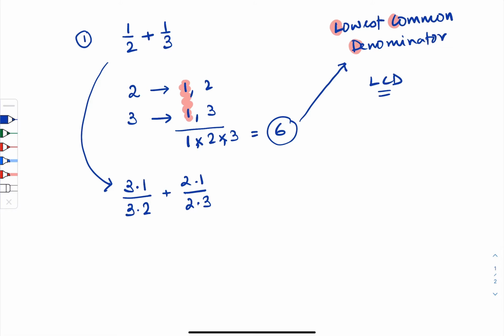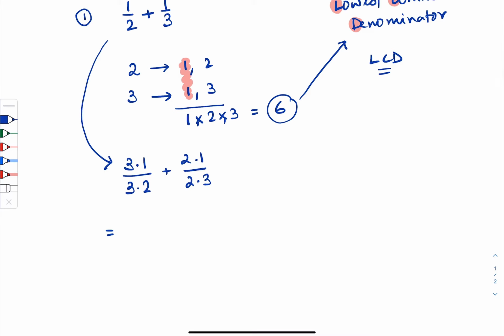Now I'm going to simplify each fraction. First of all, we're not going to reduce, we're just going to multiply across. That becomes 3 over 6, and the next one becomes 2 over 6. Now we can see that we have the same denominator. To add these fractions, we draw a straight line, write the denominator only once because they have the same denominator, and then add the numerators across. That makes it 5 over 6. And there you have it. That's how you add fractions.